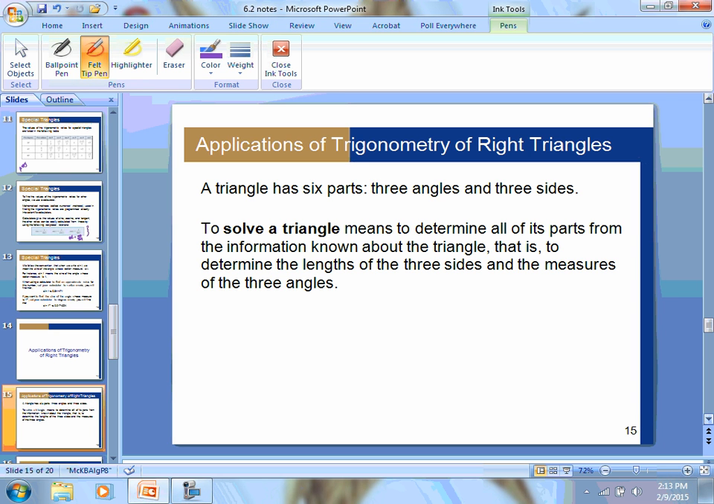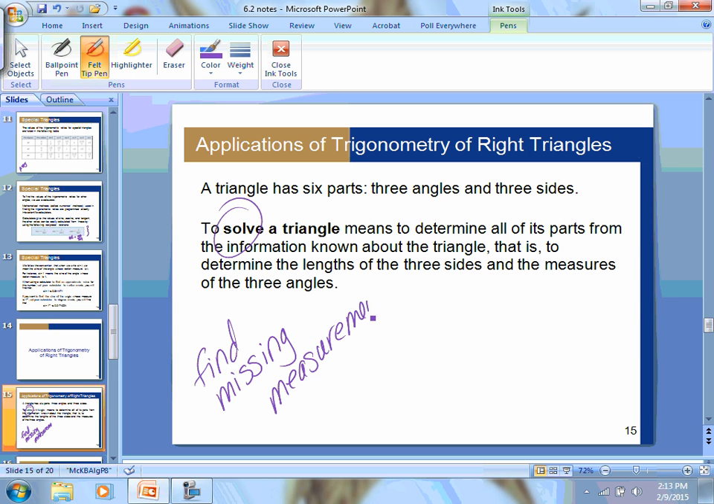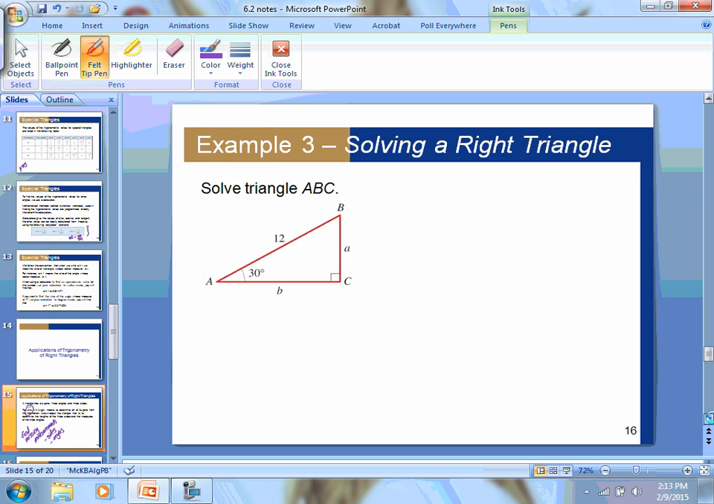And anytime it says to solve a triangle, that means to find all the missing measurements. Find the missing measurements. And those could be side lengths, or they could be angle measures. And you can use any of the tools at your disposal. You could use any of the trig ratios, you could do Pythagorean theorem, your special right triangles, doesn't matter.